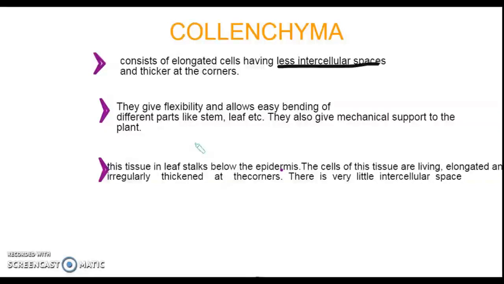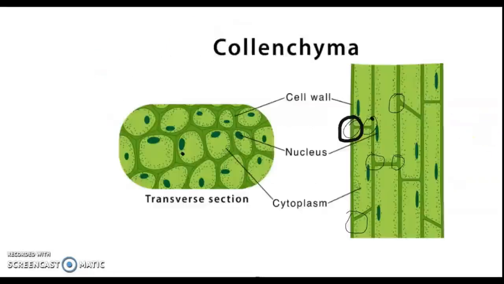You might have seen young plants, they can bend. That's because they have collenchyma, and they also give support to the plant. Now, as you can see, there is very little intercellular space and they have thickened corners. So, this is the collenchyma cell. Now, what is the function of the collenchyma cell? They give support and they help in bending or giving flexibility to the plant.